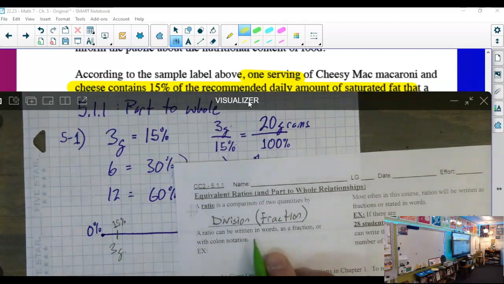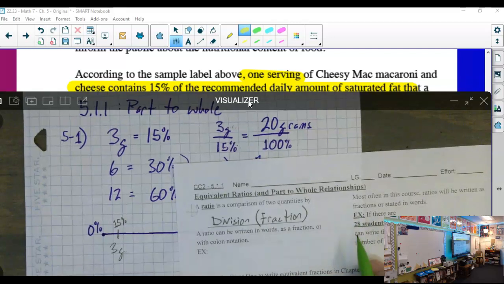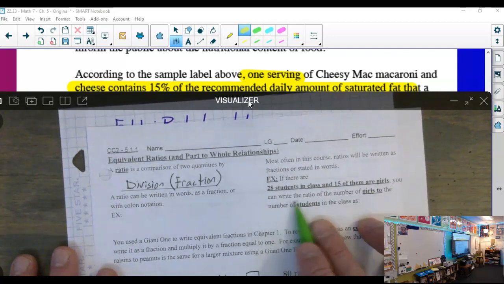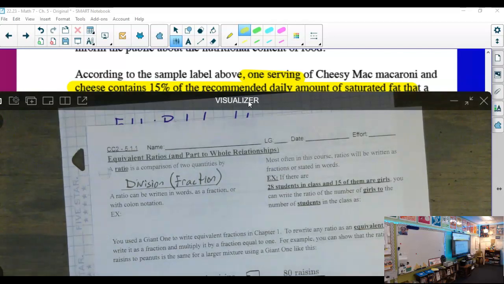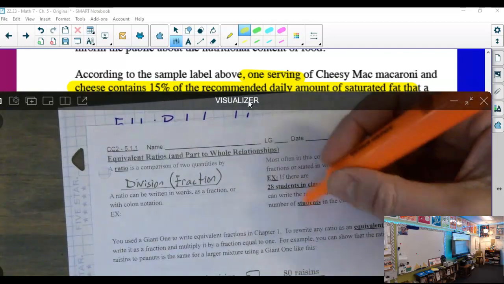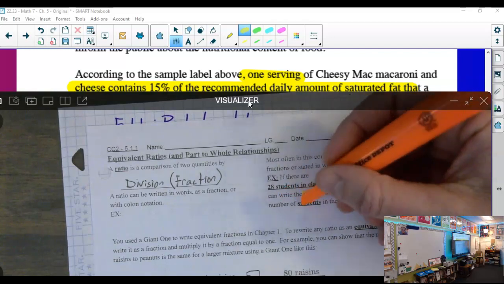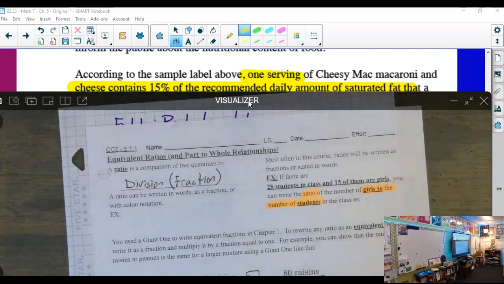So guys, a ratio can be written with words, fraction, colon notation. So let's go ahead and use this example over here on our paper. If we want to write the ratio, I'm going to highlight this. I know my notes are a little awkward today because I was trying to fit everything in. We want the ratio of girls to total students.